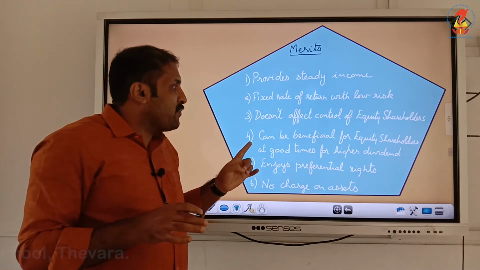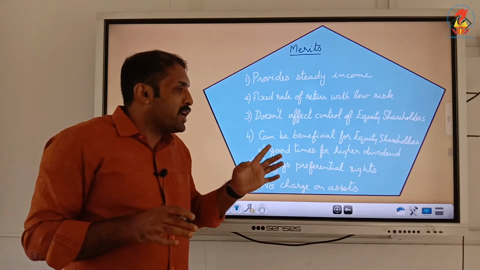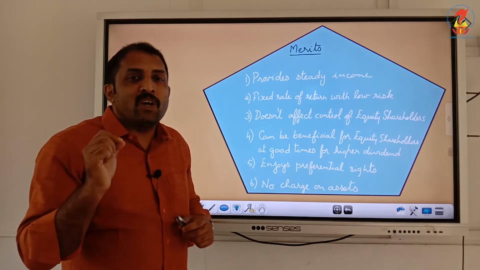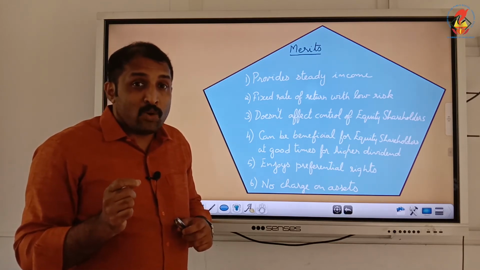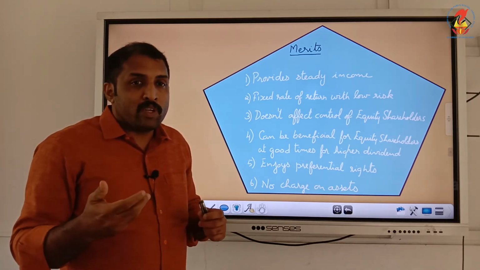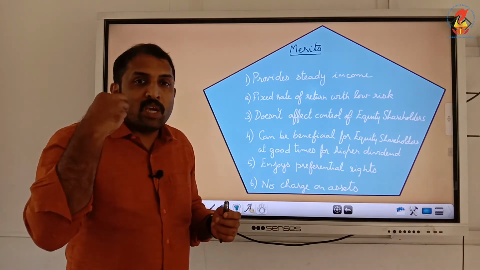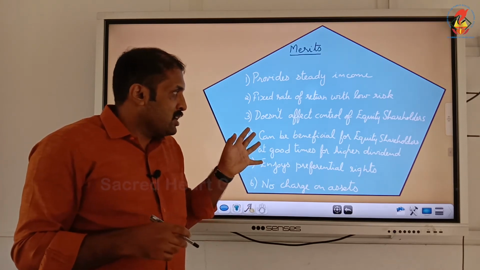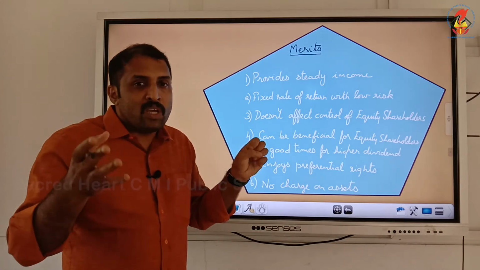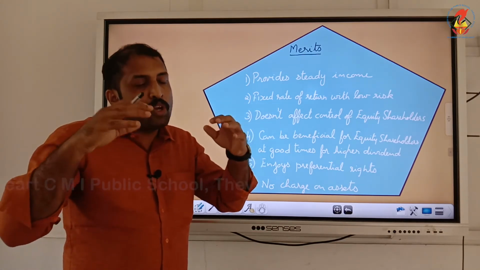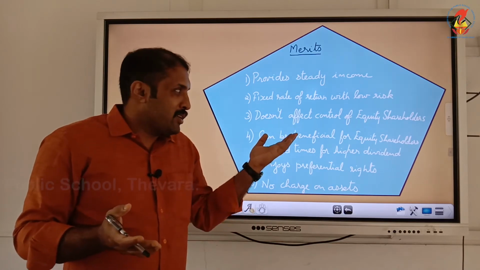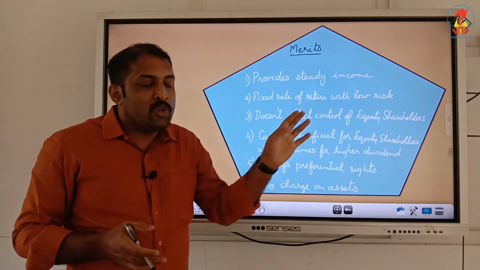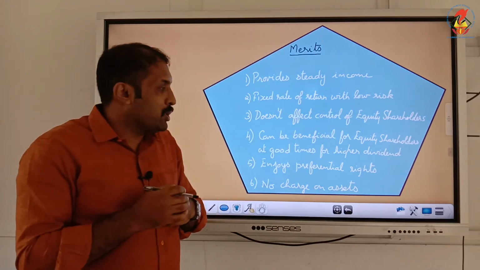Fourth one is that it can be beneficial for equity shareholders at good times for higher dividend, because preference shareholders are to be paid only a fixed rate of dividend, whereas equity shareholders can have whatever is remaining. If earnings are more, after making payments, whatever is remaining is for equity shareholders. So equity shareholders can benefit after paying that fixed rate to preference shareholders. So it can be indirectly beneficial for equity shareholders.